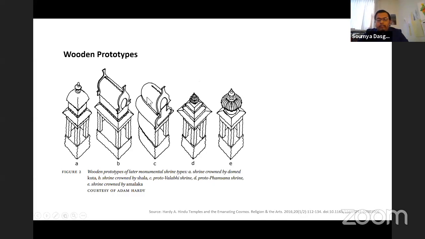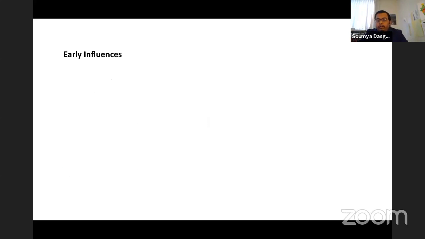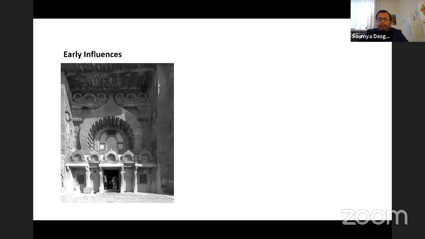So it is the earlier prototype form. It's like the proto design. It's like the sketch that is happening, right? So those are Adam Hardy's sketches, which are quite illustrative of these prototypes. So, early influences: we do not see these wooden prototypes anymore today because they have ceased to exist in the course of time. But we do see them in some rock cut temples and caves.